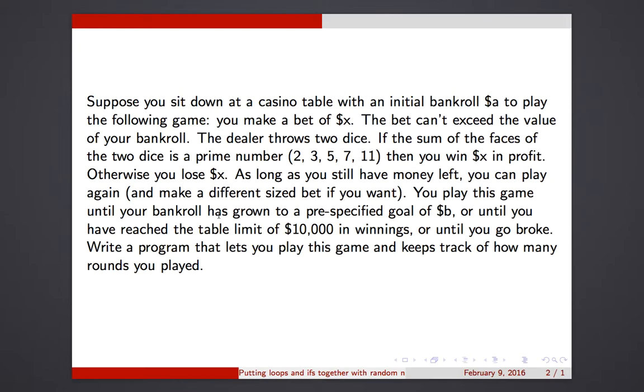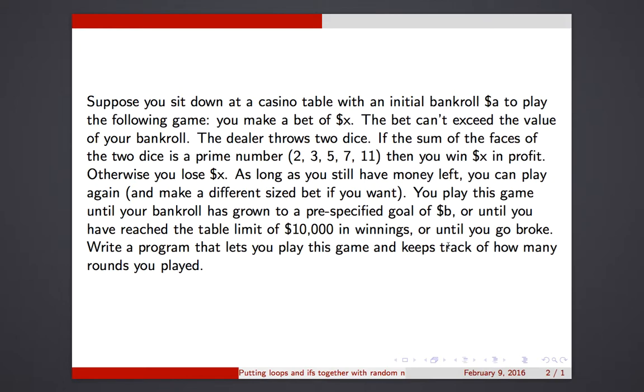The other way you stop playing is that the table has a limit on payout. So the table will not let you make more than $10,000. The other way you can stop playing the game is if you go broke. So basically there are 3 ways you can stop playing this game. You reach a goal that you have pre-specified, or you reach the table limit in profit, or you lose all your money. So let's write a program that lets us play this game and keeps track of how many rounds we play.